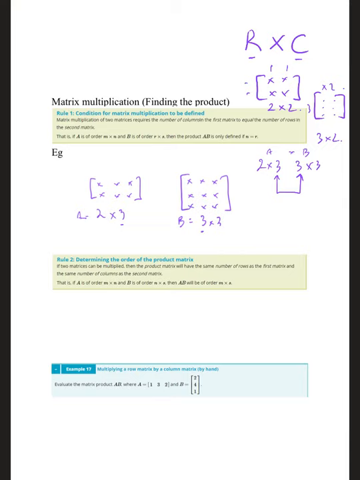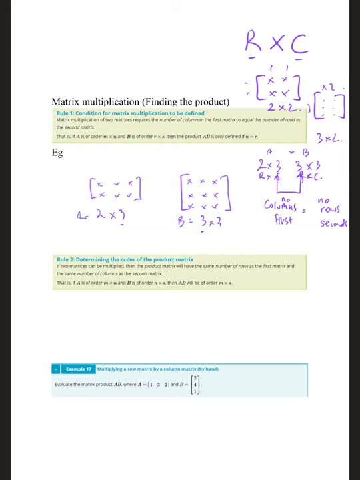However, in the exam or your SAC, if it says, why is the product of these two matrices defined? Please don't say that the two middle numbers are the same. That is not correct. Remember, this is rows by columns. You have to say that the number of columns in the first matrix is equal to the number of rows in the second matrix. Therefore, the product is defined. So that's the first rule.